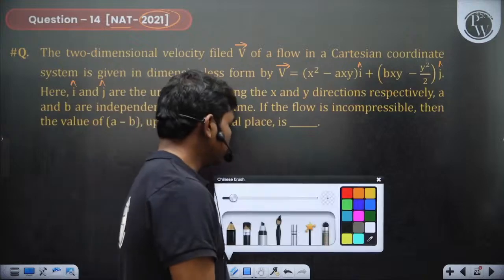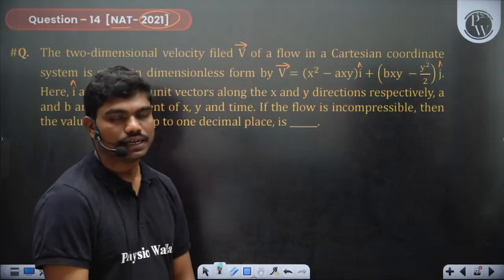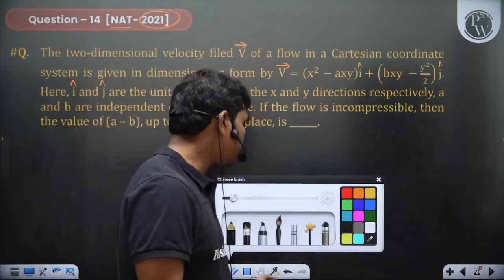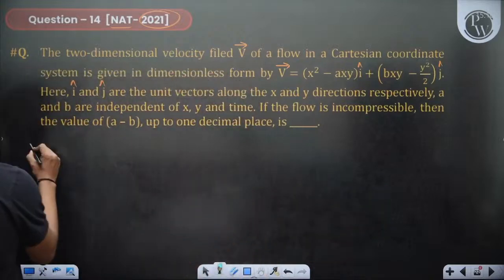So the flow is incompressible, so definitely it should satisfy the incompressible flow continuity equation. So let's see.